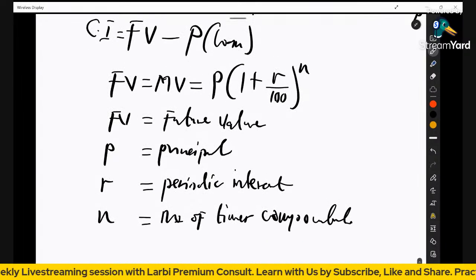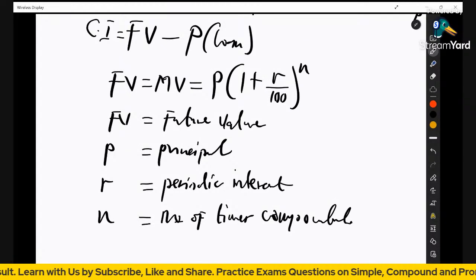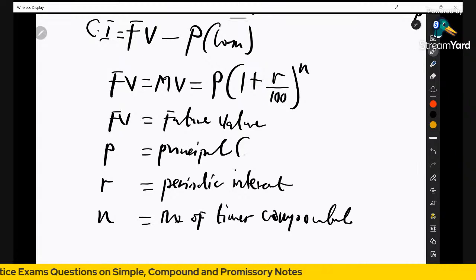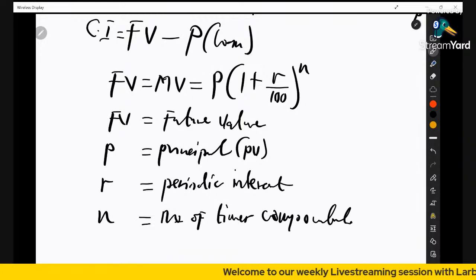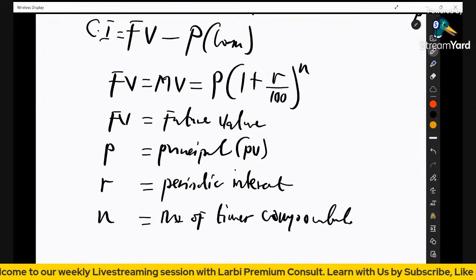We know that how to calculate our future value is: Principal into bracket 1 plus R over 100 to the power N. Now, we know that, so that one is fine. Principal is also given in the question. We can also call the principal the present value. So if you don't see principal, you can also see present value. So instead of P here, you can also see PV as a present value. It's the same thing, so don't get confused when you see that. So whether the present value or the principal or the initial amount or the loan, they're the same thing.